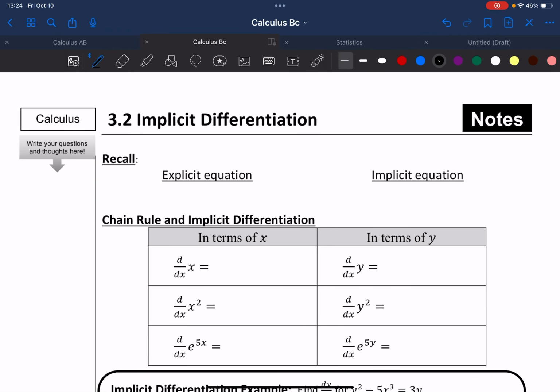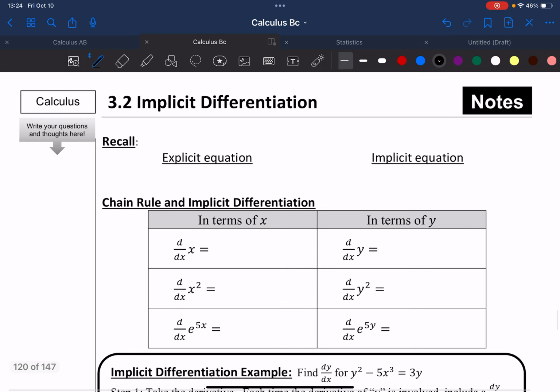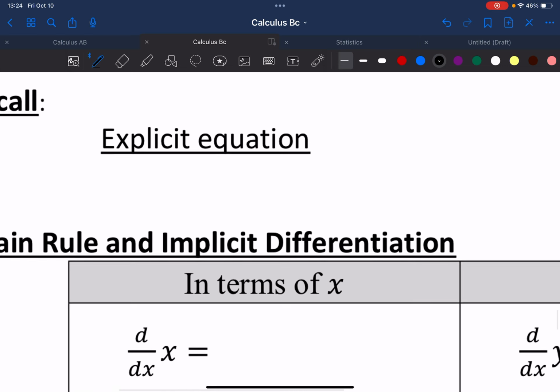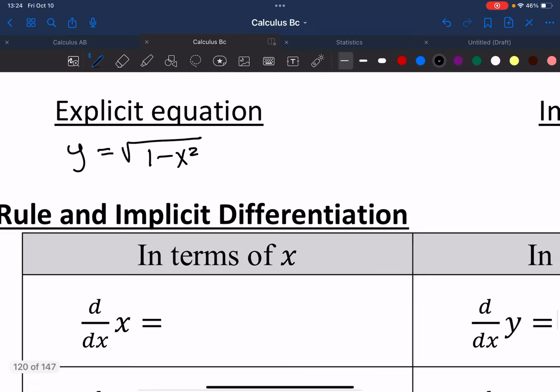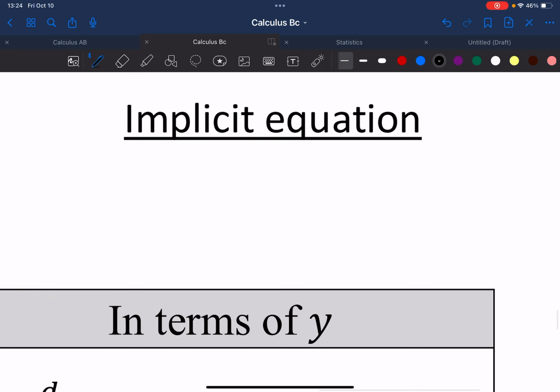Okay, 3.2 notes, implicit differentiation, taking the derivative of an implicit equation. Recall, an explicit equation is an equation like y is equal to the square root of 1 minus x squared. We have an equation with y all in terms of x, versus an implicit equation, x squared plus y squared equals 1.